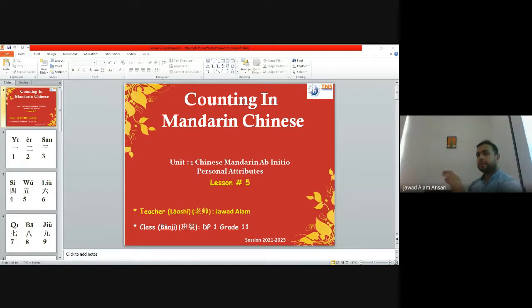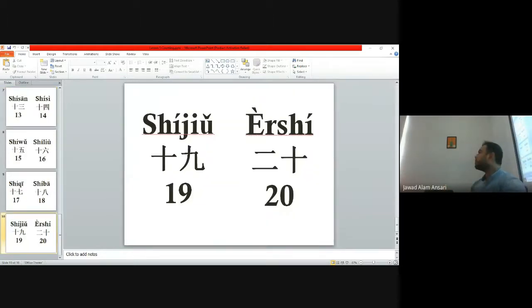So 20 is Arshad. R is 2 and share is 10. So 20 is Arshad. Okay. So this counting generates a lot of questions. For example, in Chinese Mandarin, we can ask about the age. The first question is Ni Tu Atala, which means your age. Ni means you. Tu Atala means year old. So Ni Tu Atala means how old are you?